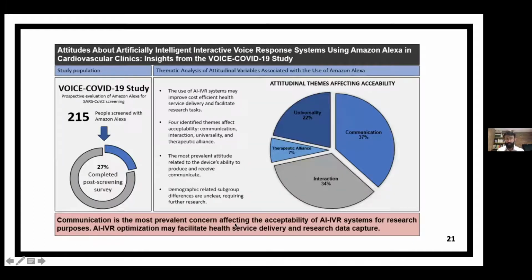Then we subsequently took some people who wanted to have a post-survey questionnaire and post-survey screening questions. So if you could look at the right of the screen here, within the Voice COVID-19 study, we took 215 participants, and of them, 27% filled the longer post-screening survey, just to ask them questions about, well, what was your interaction like? Was it really awkward? Was it enjoyable? Did you have a good time?